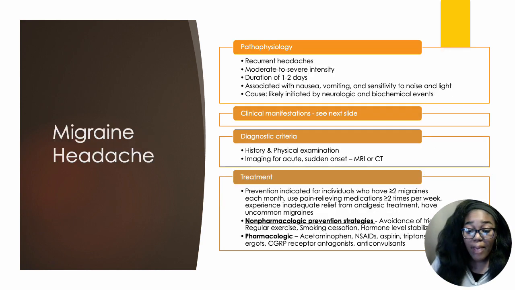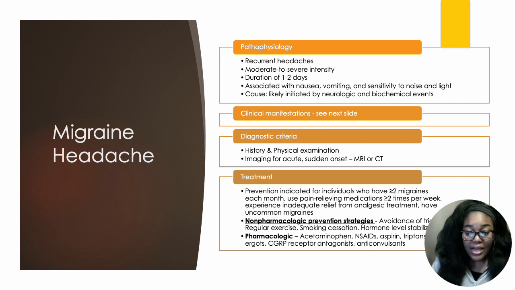Next, we'll talk about migraine headaches, and the pathophysiology is that they are recurrent, and normally they are moderate to severe in intensity, and sometimes they can last up to 2 days. Normally, you see migraine headaches in association with nausea, vomiting, and photophobia or sensitivity to light. And phonophobia, sensitivity to noise, and it's most likely caused by neurological or biochemical events, and there are different triggers that can cause migraine headaches.